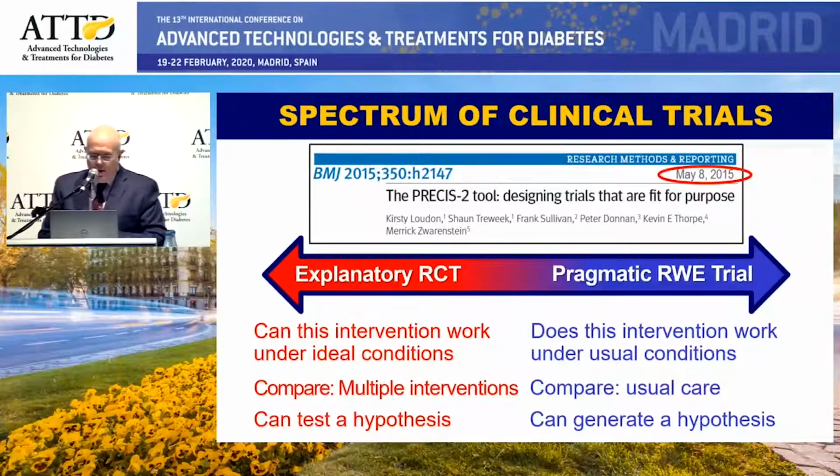You're comparing it with one of multiple interventions that are defined, and you can use this to test the hypothesis, such as, does this treatment actually work in this situation? A real-world evidence trial in blue, it says, does this intervention work under usual conditions, just however it's prescribed? You're comparing it with usual care, and if you see a benefit, you haven't proven anything, but you've generated a hypothesis that it might work.